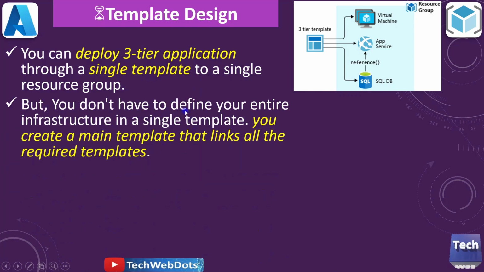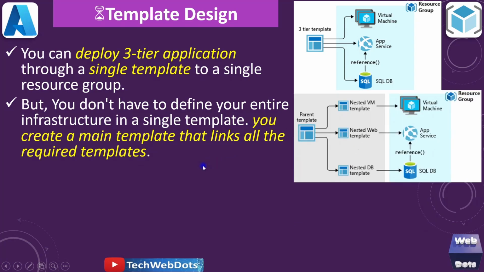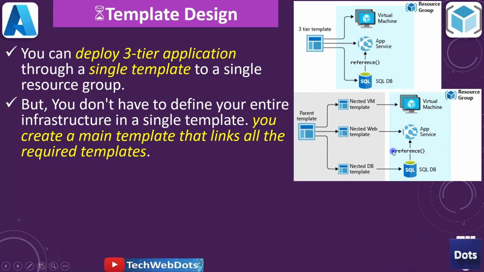But if you don't want to define your entire infrastructure in a single file, then you can create a main template that links all the required templates. So that would look something like this. You create a parent template and you link that parent template with three child templates. That will be a nested VM template, nested web application template, and the nested DB template, right? And this will also be covered under the same resource group.